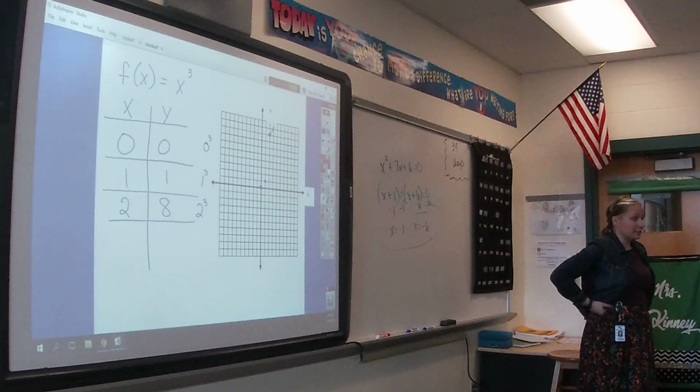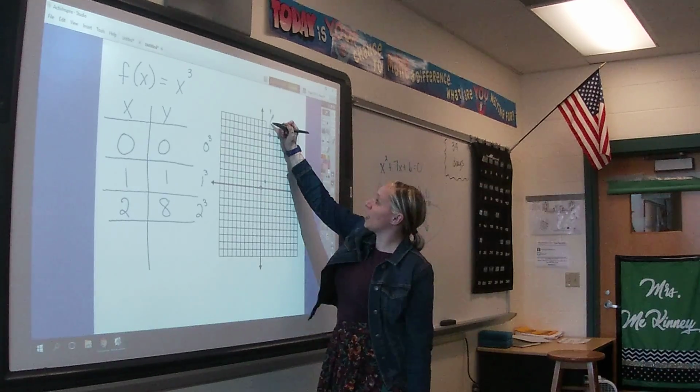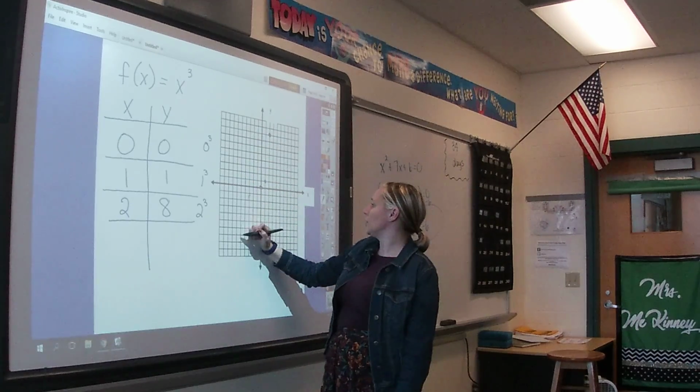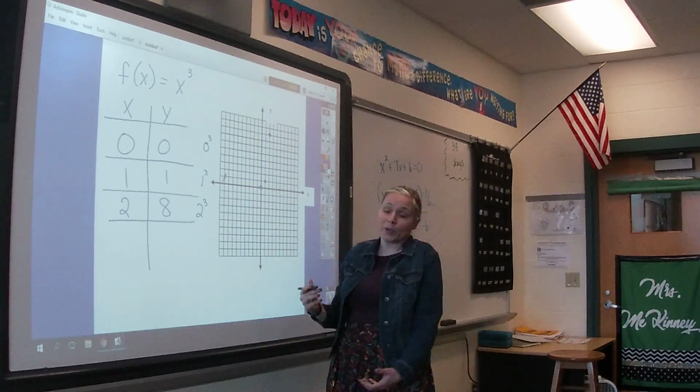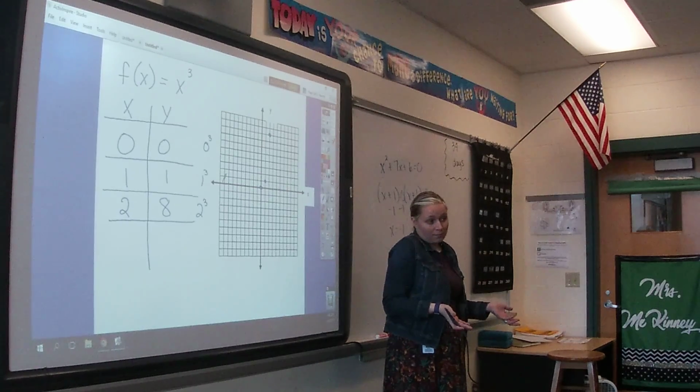Not a line, right? So here's where we have to say at least 3 points, because do we have enough of a picture to know what this looks like going across the coordinate plane? No, right? It looks like we've got something going on right here with this sort of curve, but what's it going to do after that? Go up, go down, go flat, we don't know. So let's just keep looking.